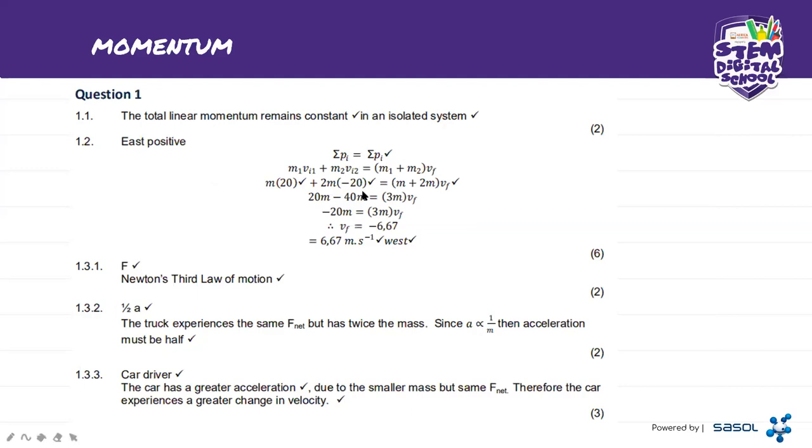But look at the mark allocation. You're going to get a mark for stating the law right there, okay? And then for separating them, you're not going to get marks. What's most important is going to be your substitution. What is the substitution that you're using? The mass in this case is not going to be most important because they told us that it's 2m and the other one is m. So you just write it the way it is. You write your m and your 2m, which means that the truck is twice the mass of the car, right?